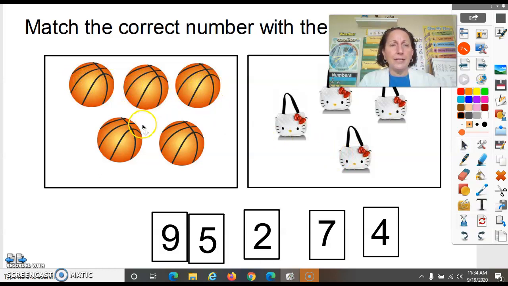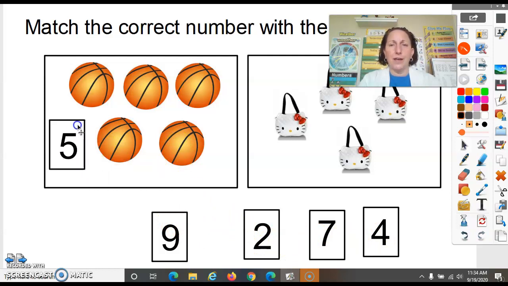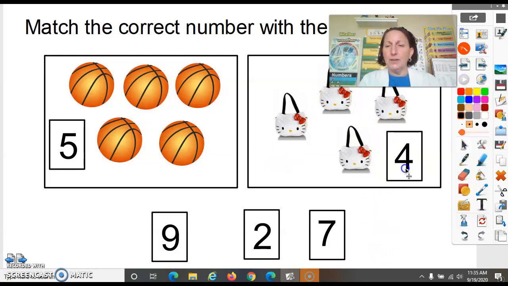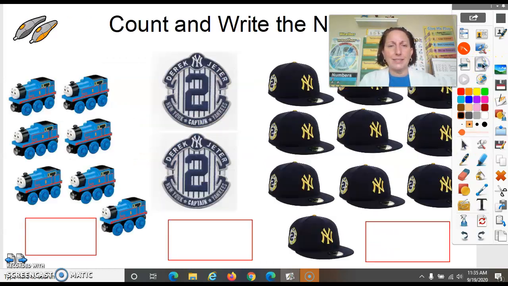1, 2, 3, 4, 5. We have to know our numbers so that we know that this is the number 5. Let's count these pocketbooks. 1, 2, 3, 4. There are 4 of those Hello Kitty pocketbooks.